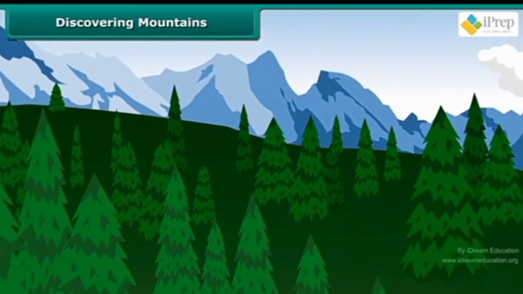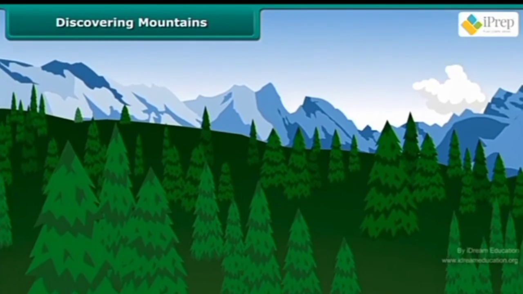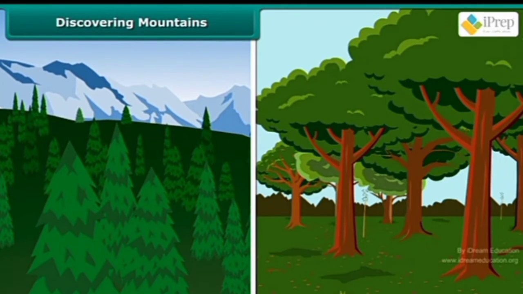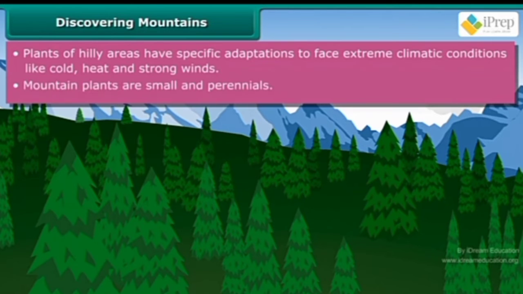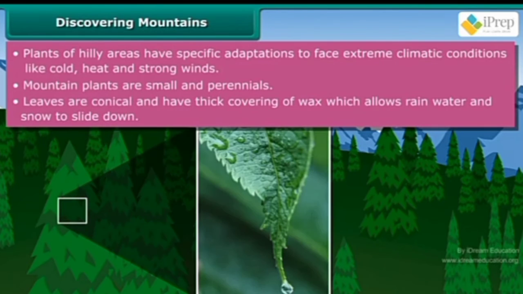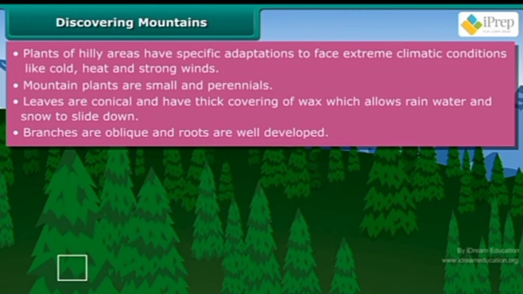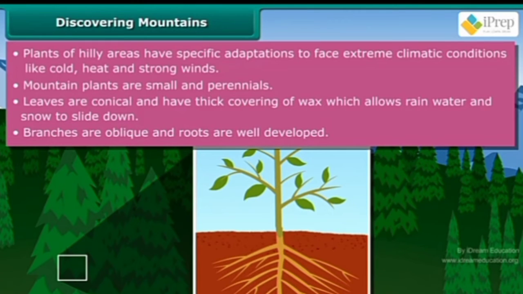Did you ever think why trees growing in hilly regions are different from the trees growing in grasslands or forest regions? Plants of hilly areas have specific adaptations to face extreme climatic conditions like cold and strong winds. Plants are small and perennials. Leaves are conical and have a thick covering of wax, which allows rainwater and snow to slide down. Their branches are oblique and roots are well developed.